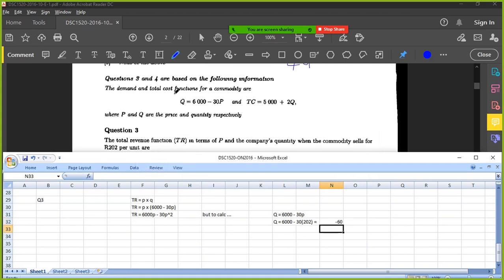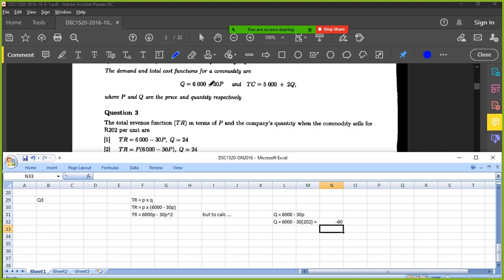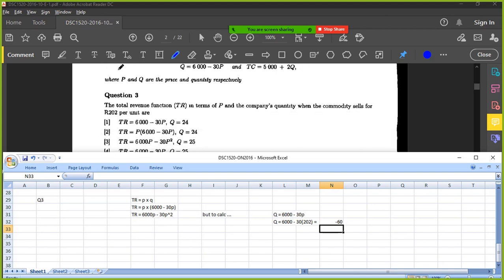Okay. Here they said demand and total cost functions. Yeah, that's the quantity. That's the Q. Okay, you've got the P. The total revenue function is 6,000P minus 30P squared, which is option 3. Right, here they said Q is 25. Let's see. And the company's quantity when the commodity sells for 202 per unit. Yeah, that would be the price. That would be the price that you would have to insert as P.